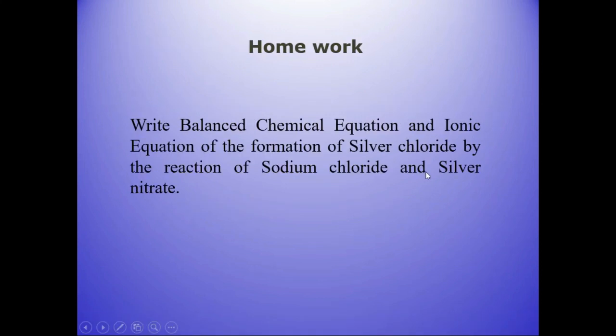Now your homework is to write balanced chemical equation and ionic equation for the formation of silver chloride, that is an insoluble halide, by the reaction of sodium chloride and silver nitrate. In this process, you have to write their formulas, correct formulas, their physical state, and balanced chemical equation, and then ionic equation. Thank you.